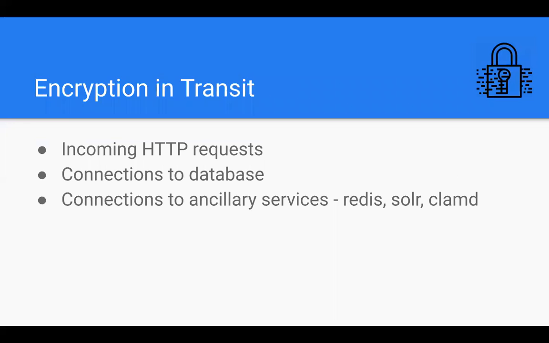Okay, so now getting on to encryption in transit. This is talking about TLS connections to protect data while it's going over the wire. With unencrypted traffic, someone can sit on the network and just monitor the traffic and if there's any sensitive data in there, take it and use it for nefarious purposes.